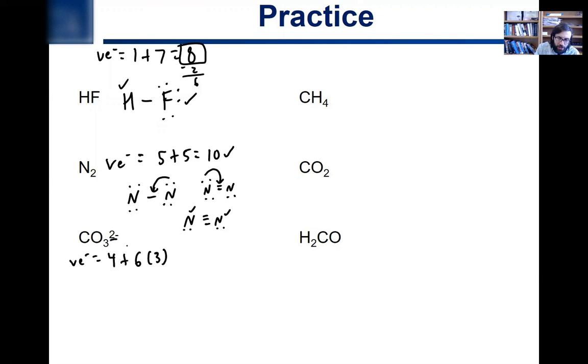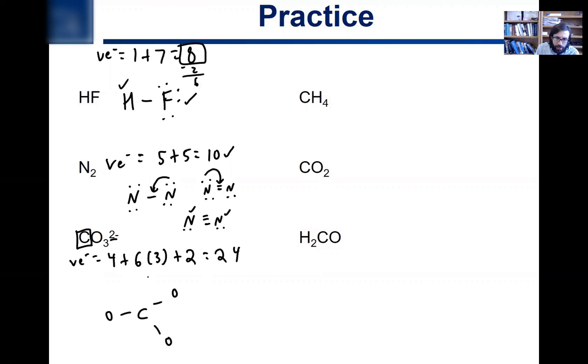And now we have a 2 minus charge, so that means 2 additional electrons, right? So we have to add 2. So it becomes 4 plus 2 is 6. 6 times 3 is 18, so it's 6 plus 18 is 24. Least electronegative atom in this is going to be the center atom. That's carbon. Carbon's to the left of oxygen on the periodic table. So we're going to draw a skeletal structure with carbon in the center, okay?